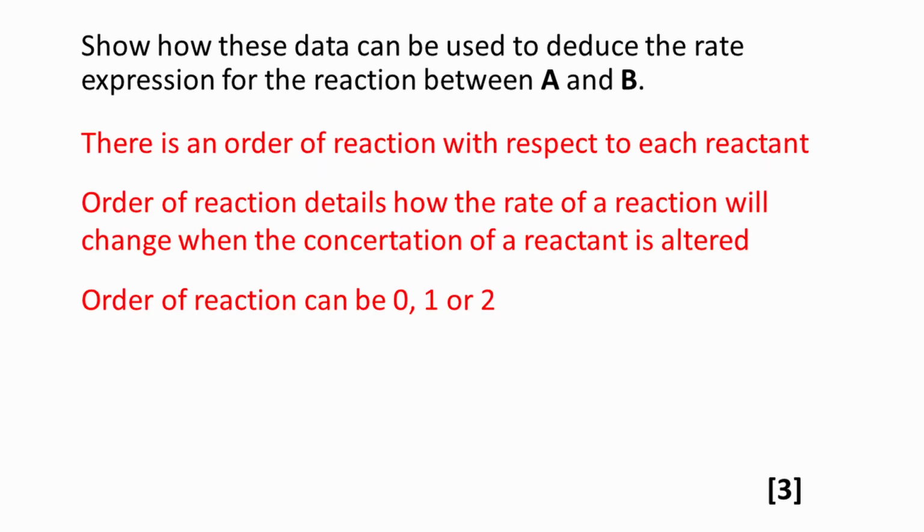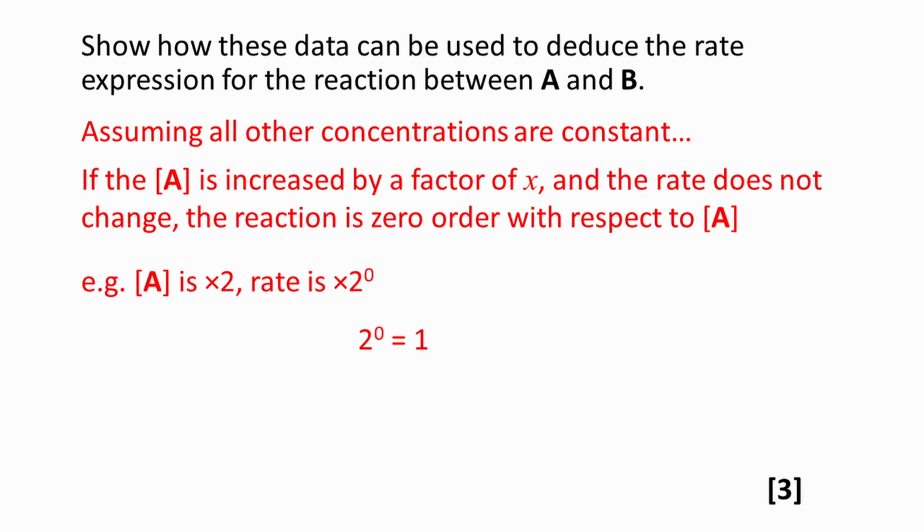There is an order of reaction with respect to each reactant. Order of reaction details how the rate of a reaction will change when the concentration of a reactant is altered. Order of reaction can be 0, 1 or 2. Assuming all other concentrations are constants, if the concentration of A is increased by a factor of x and the rate does not change, the reaction is 0 order with respect to A. For example, if the concentration of A is doubled and the rate is unchanged.